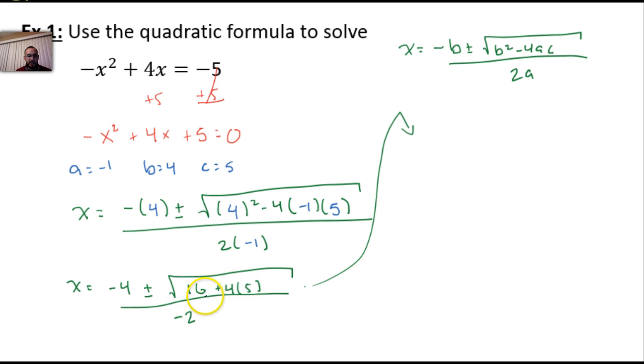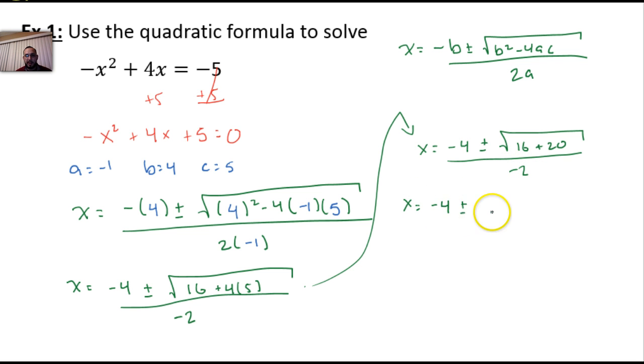I'm going to bring all this work up here so we can continue working on it. We're going to work inside the radical again, so now we get 4 times 5, well, that's a 20. So let's simplify this a little bit further. We get -4 plus or minus the square root of 16 plus 20, all over -2. We keep simplifying. -4 plus or minus the square root of 36, that worked out fine, all over -2. Now we know the square root of 36 is actually just 6. So really what we're left with is -4 plus or minus 6 all over -2.